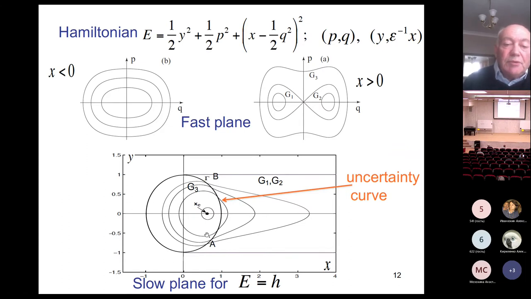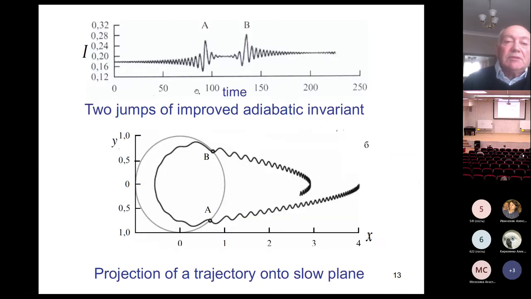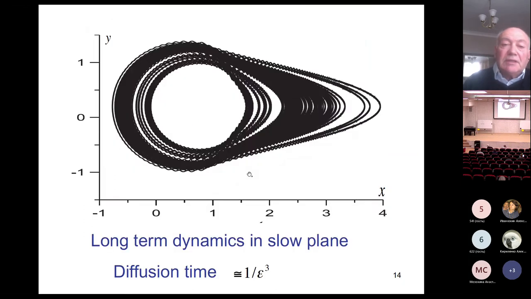But actually, at this point and this point, we have a dynamical jump of the adiabatic invariant, and accumulation of this jump as random values leads to destruction of the adiabatic invariant. This is illustrated here. These are two jumps of the adiabatic invariant. It's about constant here, but here we have some jump. And on a slow plane, the trajectory is not closed. And after a long time, we have a destruction of the adiabatic invariant. So we jump from one closed trajectory to another.